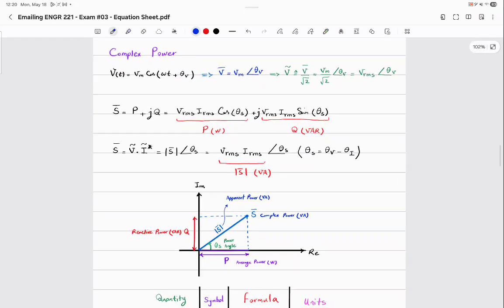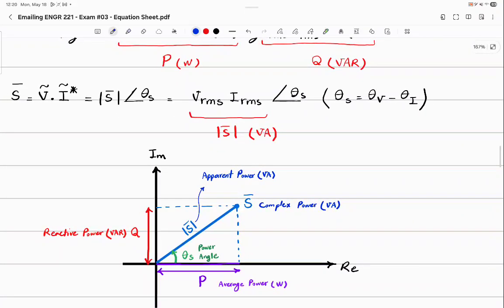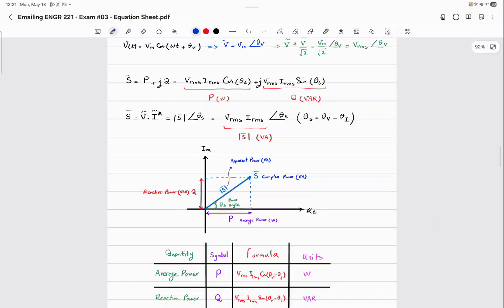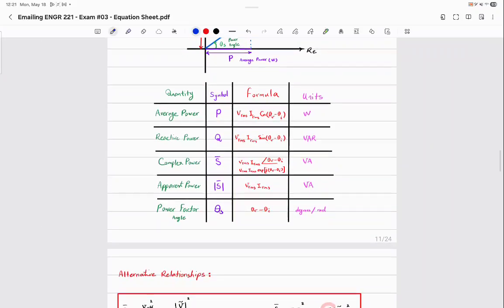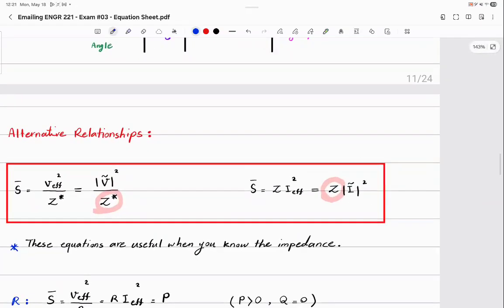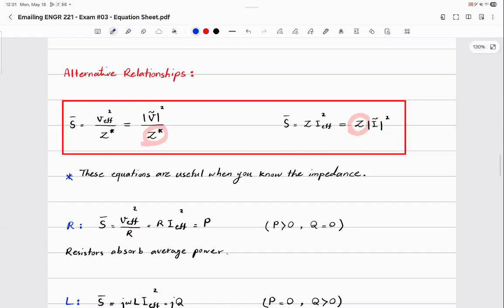Okay? This triangle helps a lot. I mean it. And it's not difficult. Just P, Q, apparent power, and the angle. Then if you remember the definition of sine and cosine and tangent, it will help a lot in many problems. These alternative relationships are also very useful. For which cases? For when you have access to the impedance.